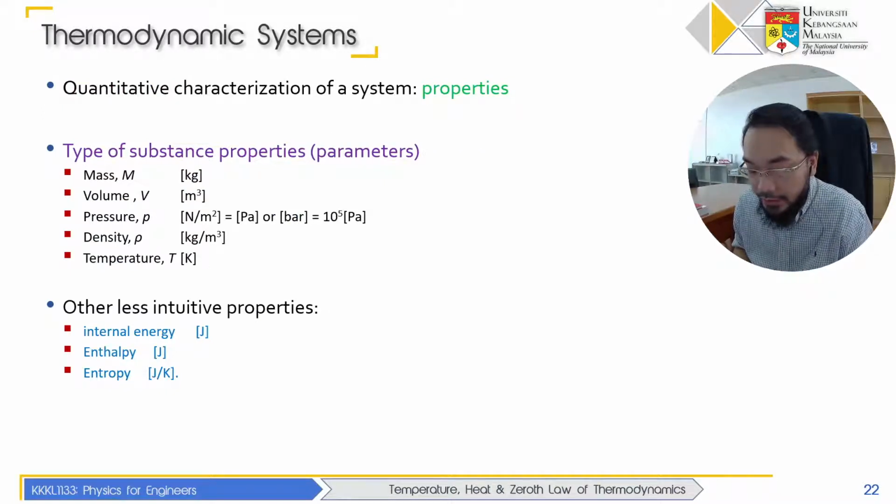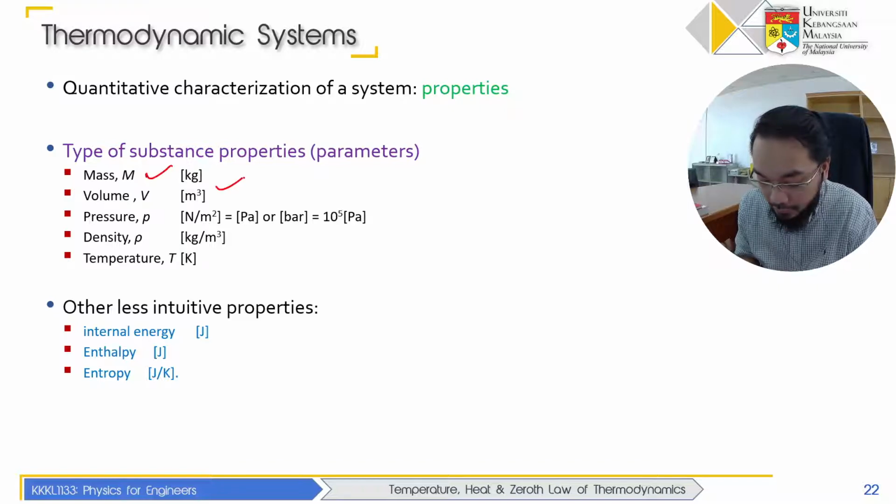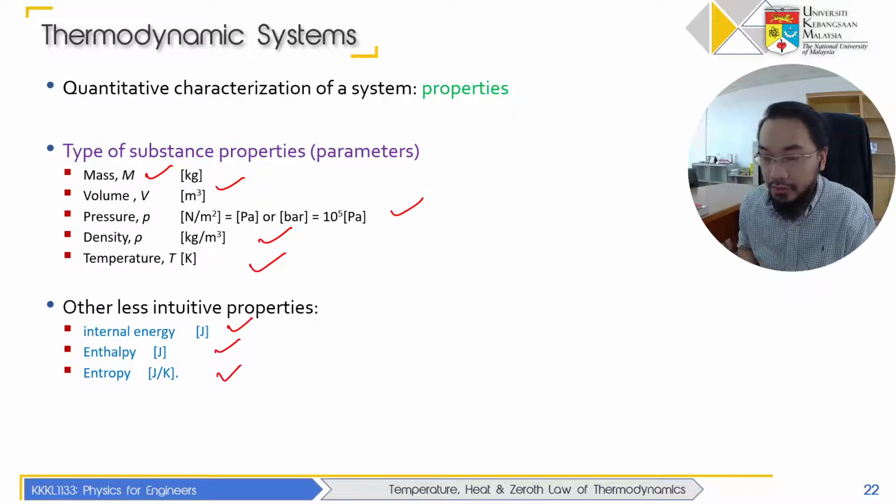So in a thermodynamic system, we classify or describe a system by knowing its physical properties. The physical properties that you need to know are mass, volume, pressure, density, and temperature. And there are other types of properties as well, which are internal energy, enthalpy, and entropy. We will go through all of these parameters as we go along.